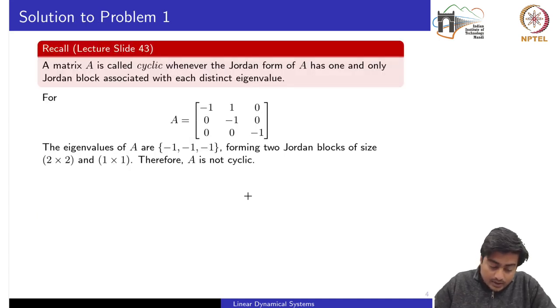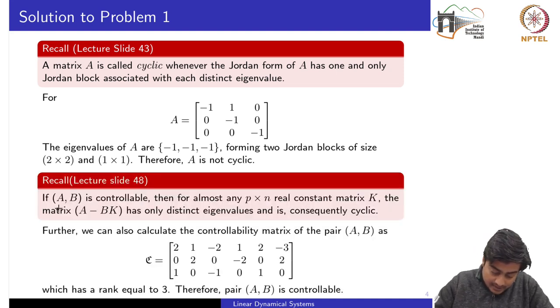Now recalling the lecture slide, we have defined a matrix A as a cyclic matrix whenever the Jordan form of A has one and only one Jordan block associated with each distinct eigenvalue. For the given matrix A, we can first compute the eigenvalues, and we see that there are repeated eigenvalues at -1, which form two Jordan blocks of size 2 cross 2 and 1 cross 1. So according to the definitions we had introduced in the slide, the matrix A is not a cyclic matrix. Okay.